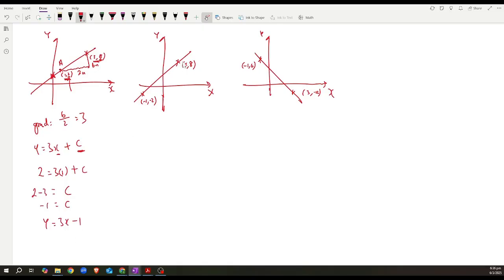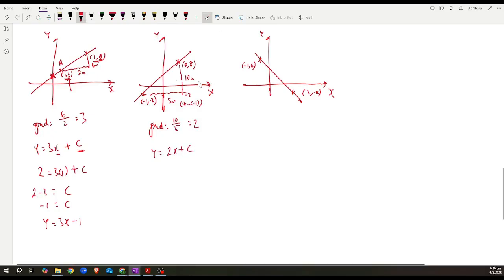Okay, you can do the same for the next graph, right? Again, let's find the gradient first. The rise will be from negative 2 to 8, so that's 10 units. The run will be from negative 1 to 4, that's 5 units, right? You take 4 minus negative 1, right? So the gradient will be 10 over 5, which is 2.